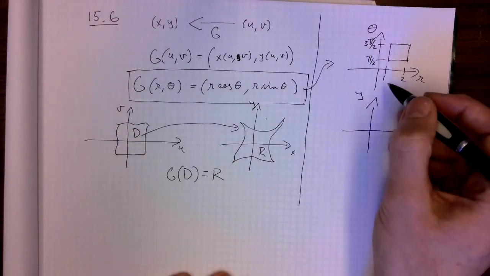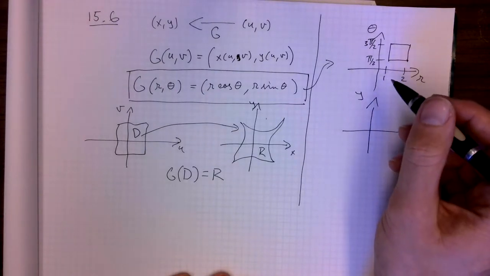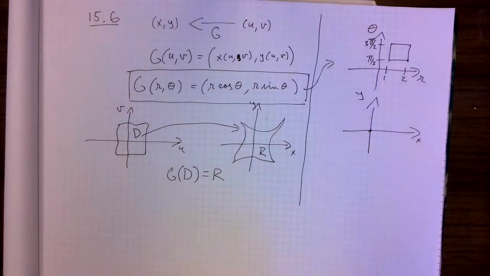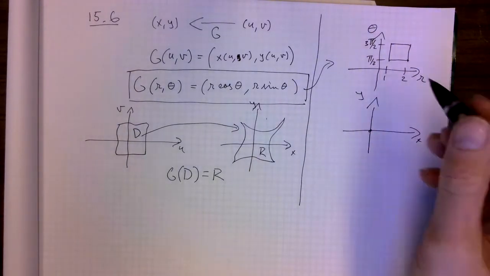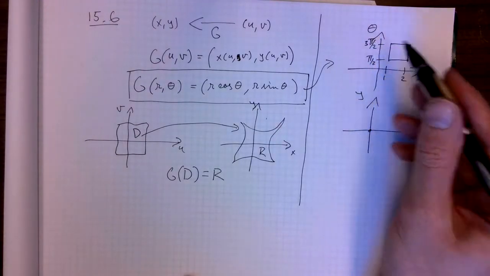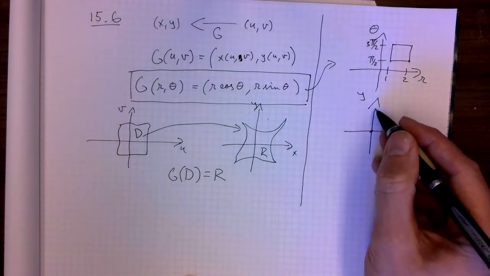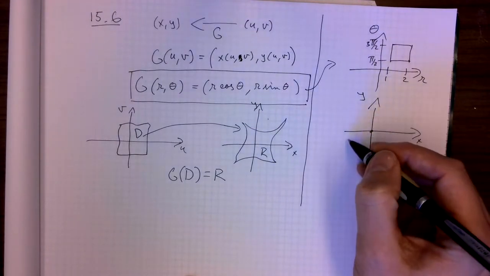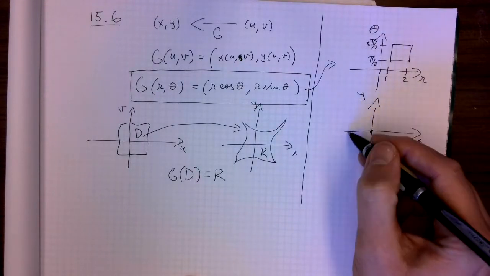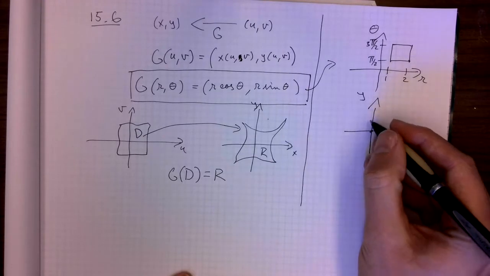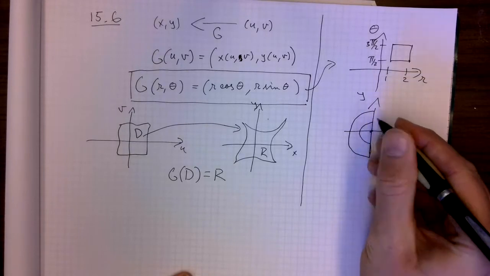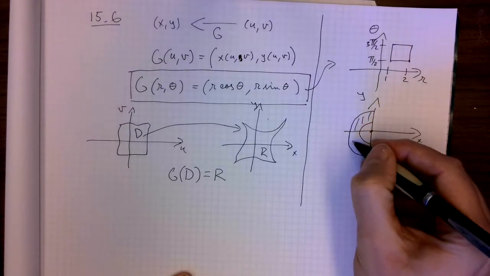Well, that means that r is between 1 and 2, so the radius is really between the circles of radius 1 and radius 2, and we also have that theta should be between pi over 2 and 3 pi over 2. So pi over 2 is out here, right? And 3 pi over 2 is out here, right? You have pi over 2, pi, 3 pi over 2. So that means that this region is this half of a washer, right?